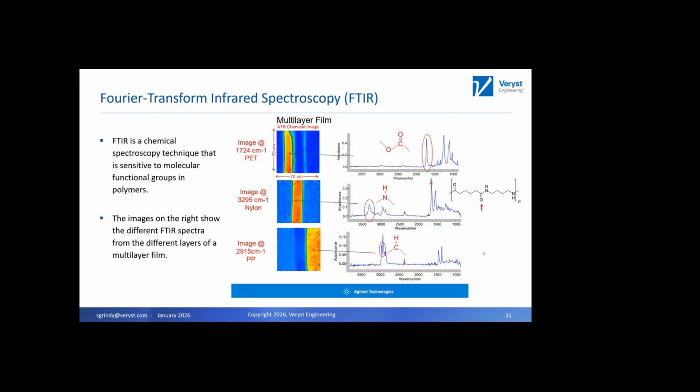So the next technique I want to talk about is FTIR, or Fourier transform infrared spectroscopy. This is a chemical spectroscopy technique that is sensitive to molecular functional groups.